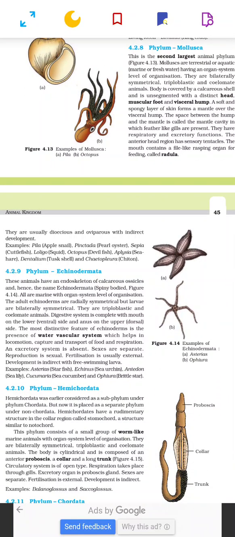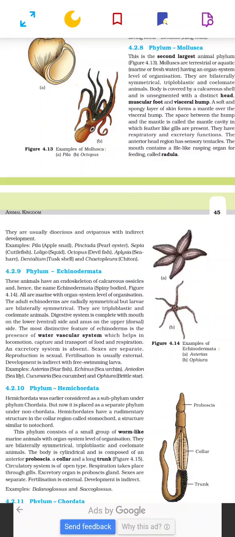Phylum Echinodermata 4.2.9. These animals have an endoskeleton of calcareous ossicles and hence the name Echinodermata, spiny bodied. All are marine with organ system level of organization. The adult echinoderms are radially symmetrical but the larvae are bilaterally symmetrical. They are triploblastic and coelomate animals. Digestive system is complete with mouth on the lower or ventral side and anus on the upper or the dorsal side. The most distinctive feature of echinoderms is the presence of water vascular system, which helps in locomotion, capture and transport of food and respiration.